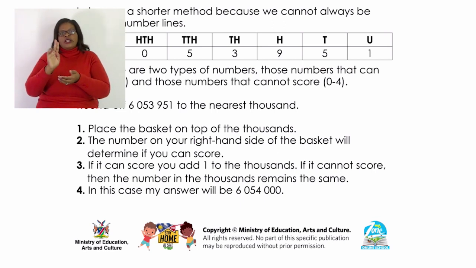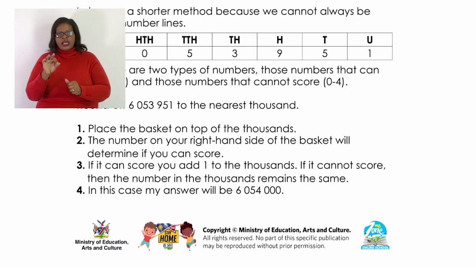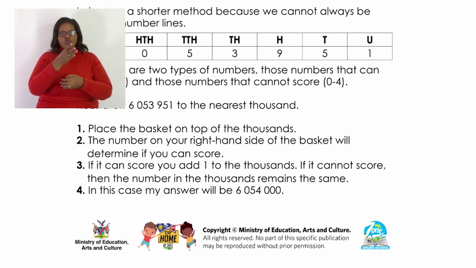Then the notes which are below. First, there are two types of numbers: those numbers that can score, between 5 and 9, and those numbers that cannot score, between 0 and 4. Round off 6,053,951 to the nearest 1,000. I'll repeat that one again. Round off 6,053,951 to the nearest 1,000.